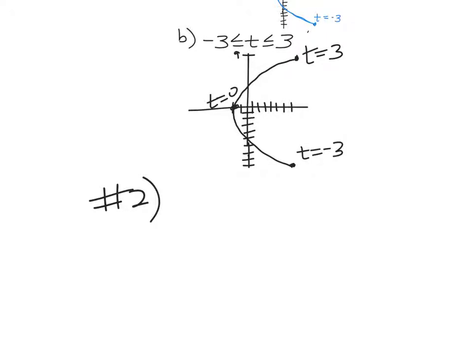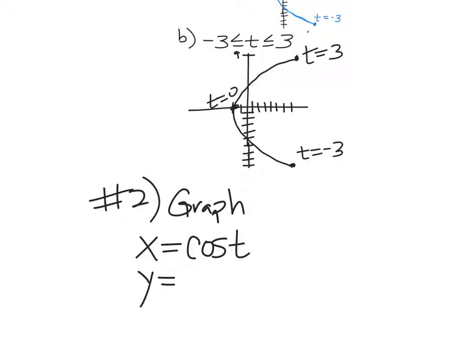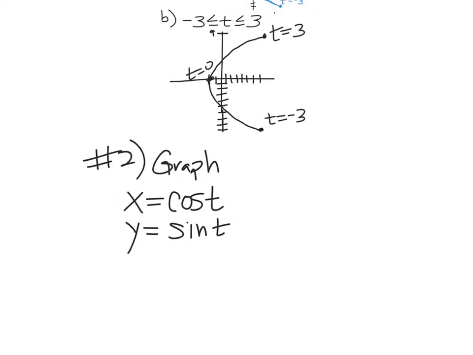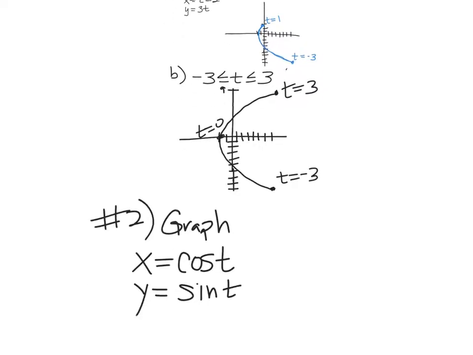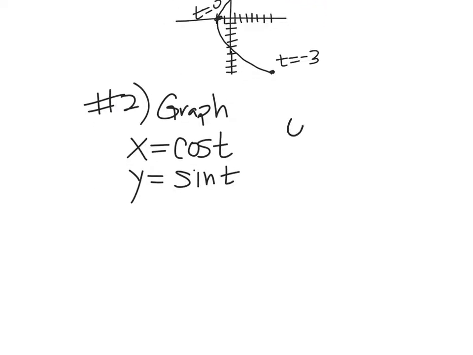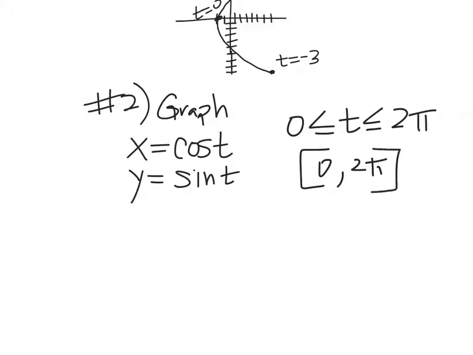We've already done this. Well, because you've learned some new things along the way. So now what we're going to do is graph x equals cosine of t, and y equals sine of t. We're going to graph this on the interval from 0 to 2 pi. They might write it like that. They also might write it like this, 0 to 2 pi, just so you know.